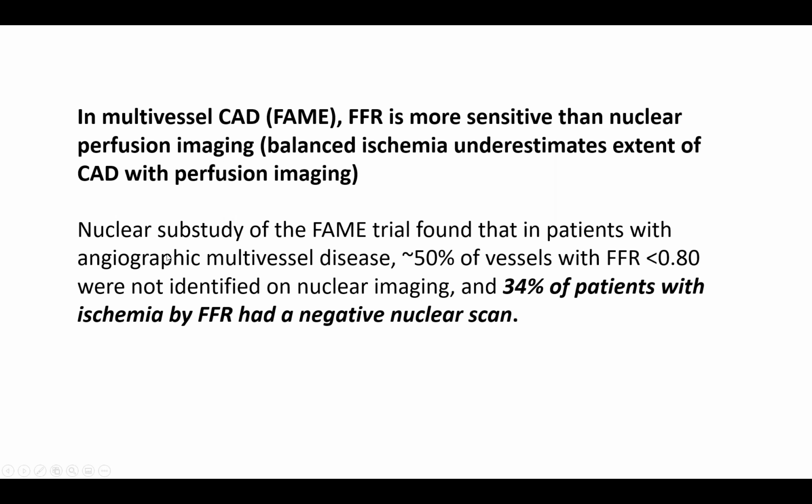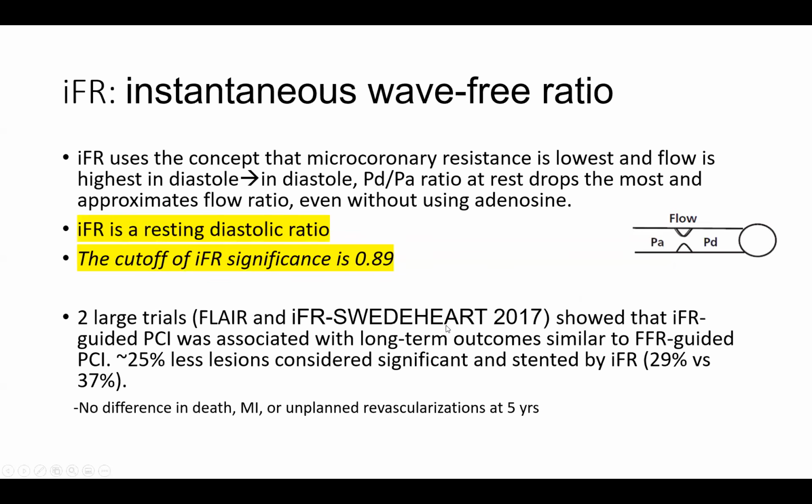In fact, a nuclear sub-study of the same trial showed that 34%, remember that number, 34% of patients with ischemia by FFR had a negative nuclear scan. Now you can make up for a negative nuclear scan and find ischemia in those patients by listening to chest pain on exertion, EKG changes, TID, but the perfusion imaging was negative in 34% of patients with significant FFR and multivessel CAD.